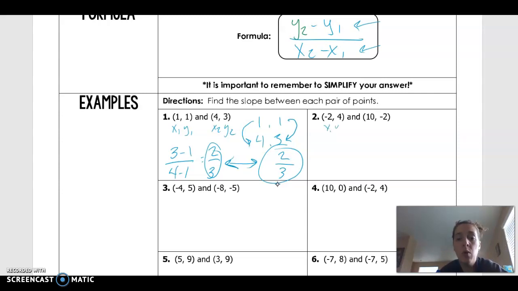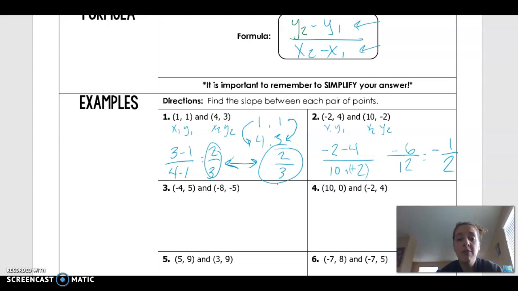So I've got my x1, y1, and my x2, y2. So I know in my formula I go y2 first, so negative 2 minus 4 over 10 minus a negative 2. And it's really important to keep your negatives in the right place, otherwise you will get the wrong answer. So I know that a negative 2 minus 4 gives me a negative 6. 10 minus a negative 2, if I'm subtracting a negative, I'm really adding, so I've got a negative 6 over 12. This can be simplified.